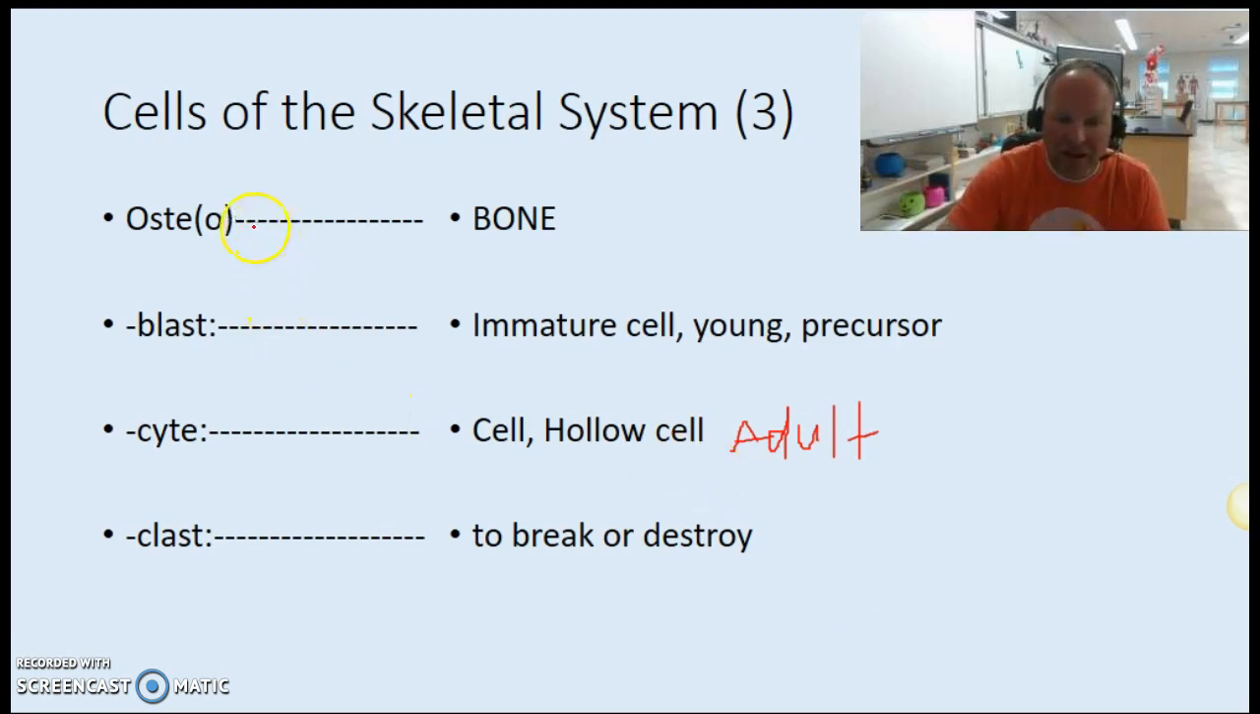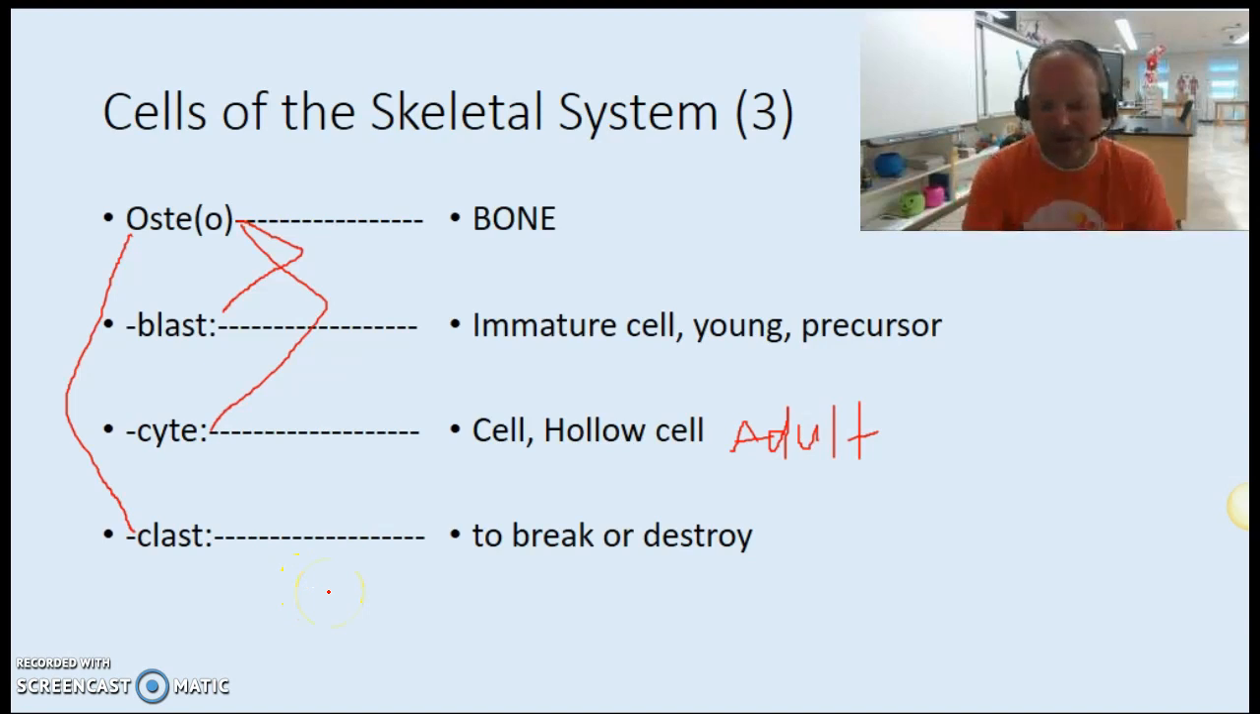So now we can kind of have fun with these words. Like one of your words is osteoblast. Well, that's an immature bone cell. One of the words you have is an osteocyte. Well, that's an adult bone cell. Then my favorite, osteoclast. That's a bone breaker. So let's go ahead and put these guys together.